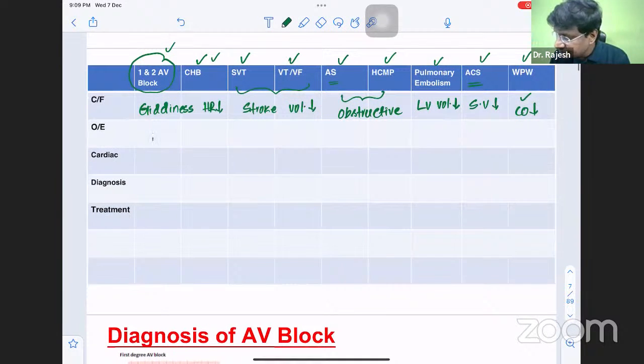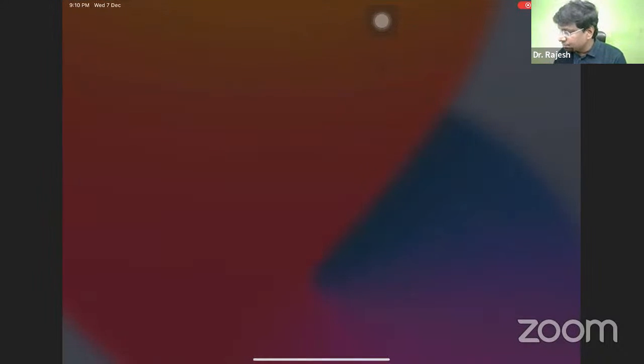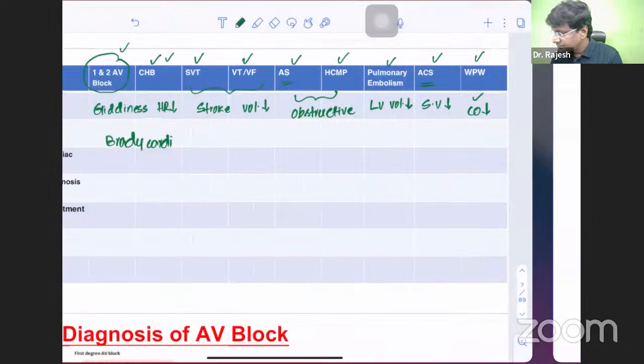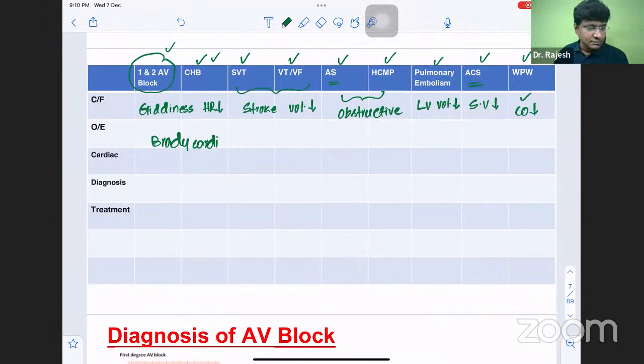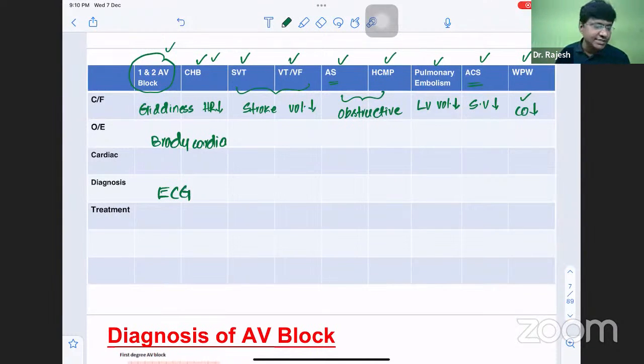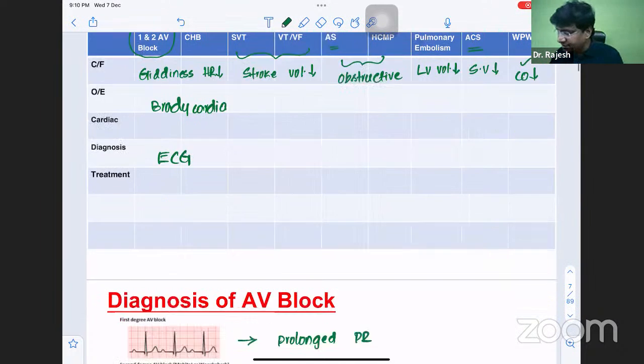So on examination, what do these patients have? These patients have bradycardia. So how do you diagnose these conditions? The diagnosis of these conditions is by the ECG. And just now we have discussed what the ECG findings will be. Then how do you treat these patients is very, very important.